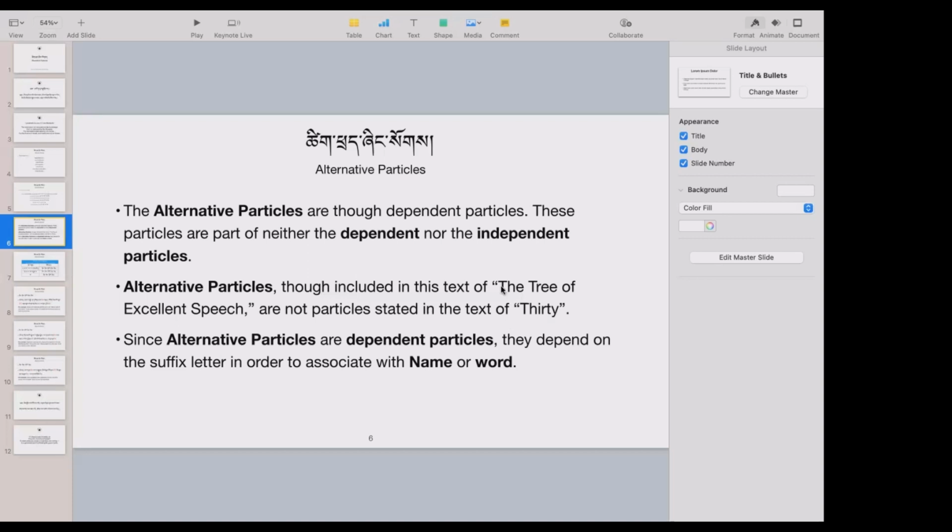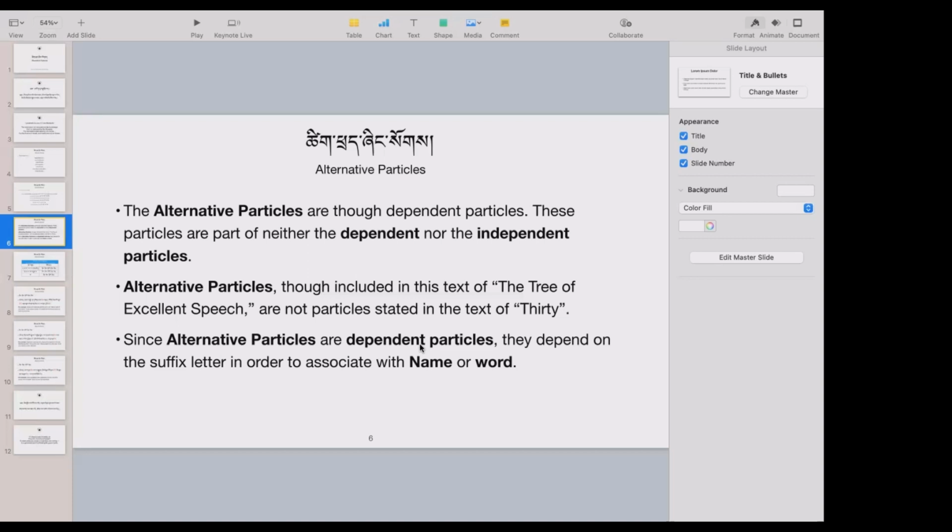a name and word. And so, alternative particles are dependent particles, not in the sense that they are dependent particles under the text of 30, but because these particles are dependent upon the criteria that they can associate with a name or word on the basis of the suffix letter. And this is the criteria. Since these particles are bound by this criteria, they are not independent. They cannot associate with any name that they want. These particles have to follow a certain rule. And this is why it's the dependent particle.